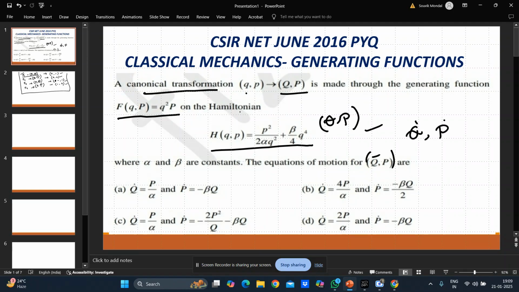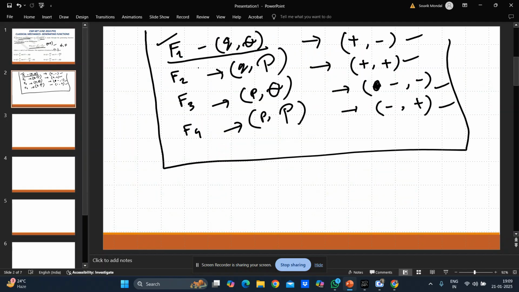Now, the first thing is to look at this generating function. This is small q and capital P. So what is this generating function? This is F2 actually. I am telling this F1, F2, F3, F4 from JC Upadhyay. This is the convention, so you can strictly follow JC Upadhyay. I strictly recommend following JC Upadhyay. Actually, I followed this. All the derivations are also there, and why these are the sign conventions, I will tell you later.